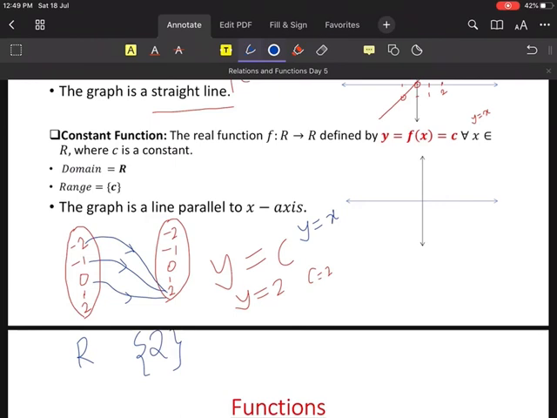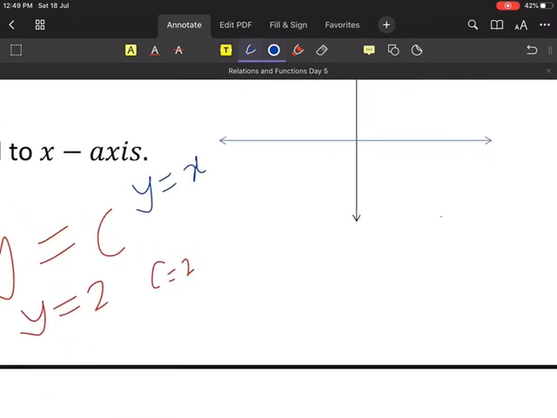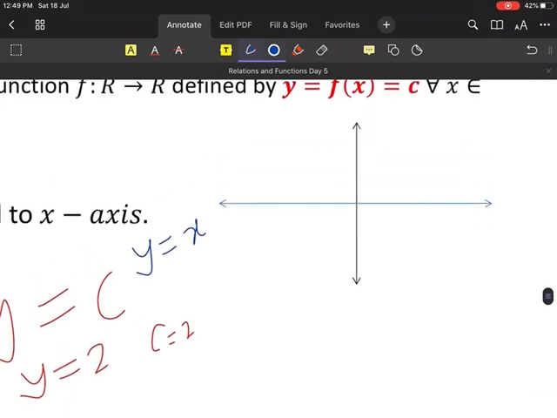Understood? Have you understood the constant function? So you see, the domain is R and the range is, I'm writing, C. Just because I have written one example as 2, but here the general one is C. C can be anything. It can be 5, it can be 15, anything. Understood?